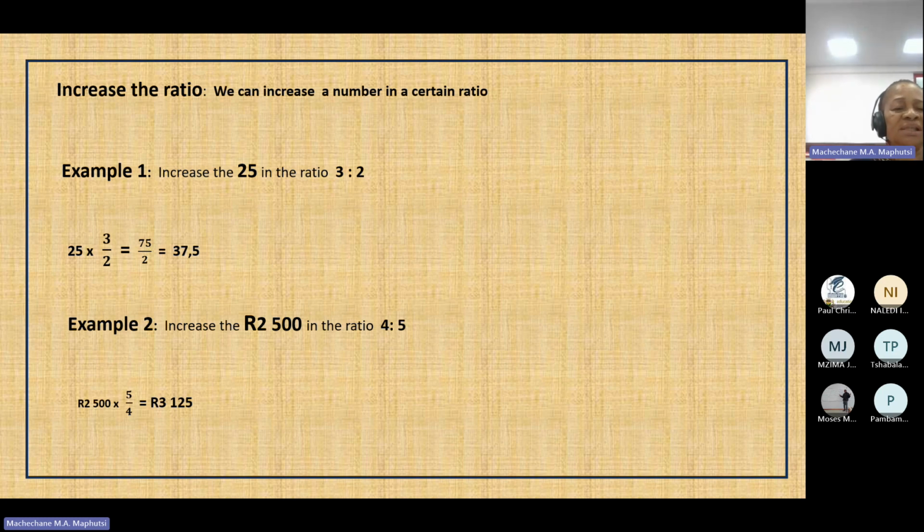3,125. And as you can see, the answer there simply indicates that we are right, because 2.5 is smaller than 3,125. So meaning that we have increased 2.5 to 3,125.